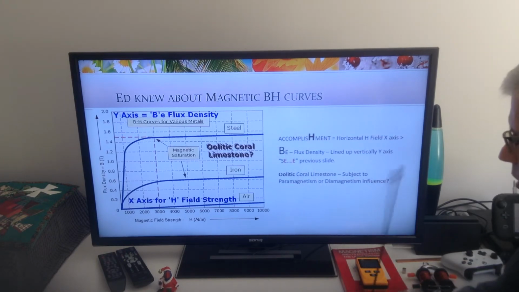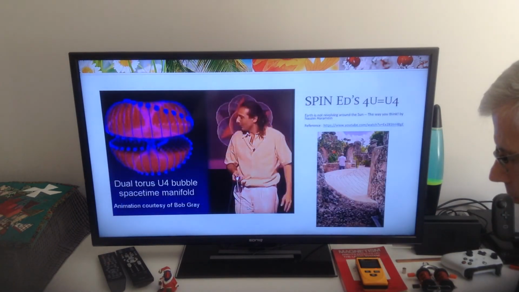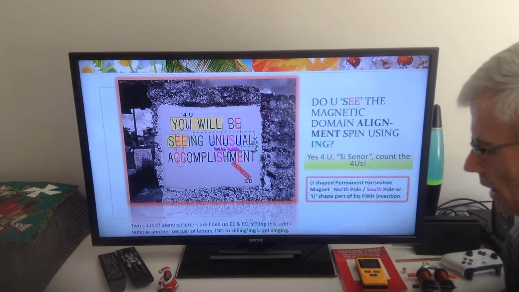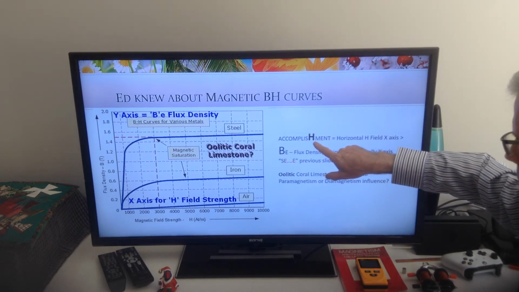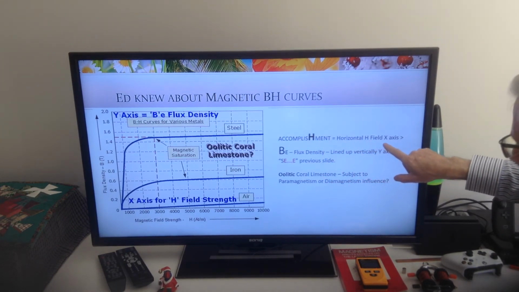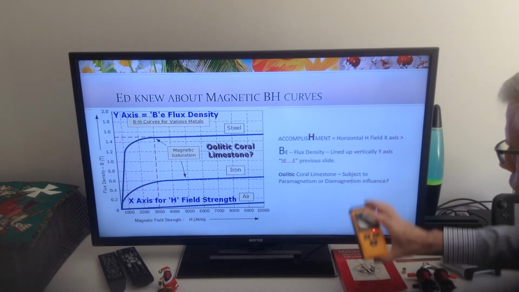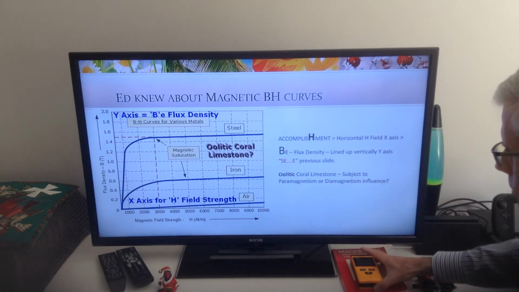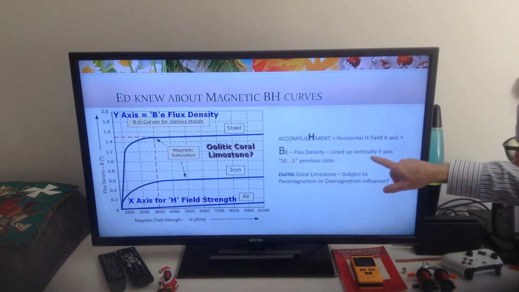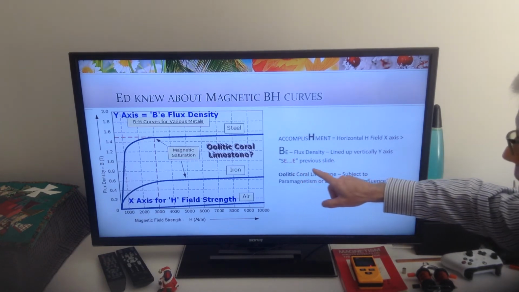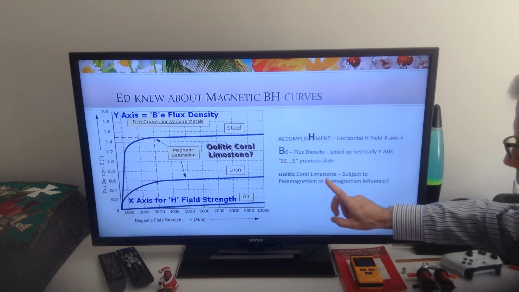Anyway, when we looked previously at the other slide, we'll go back to here. Now, the H is the horizontal H field, the x-axis, which you need on a radiation meter, and you can also measure the flux density component, the B field, lined up vertically on the y-axis. See the previous slide, which I did before. So there we go.